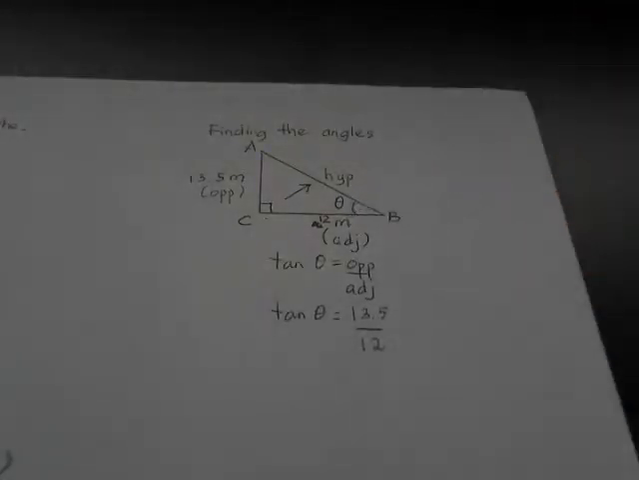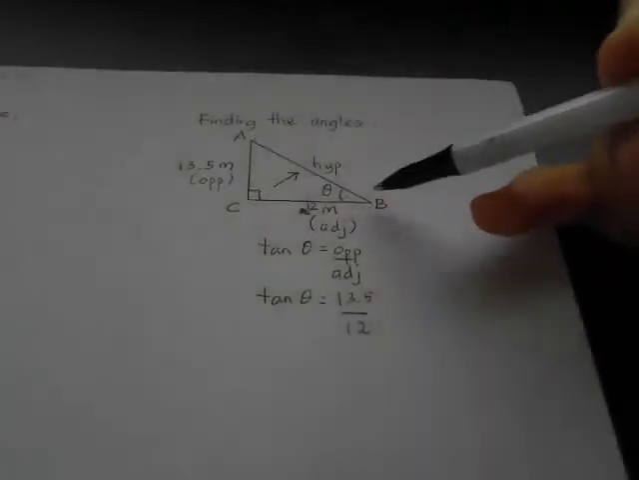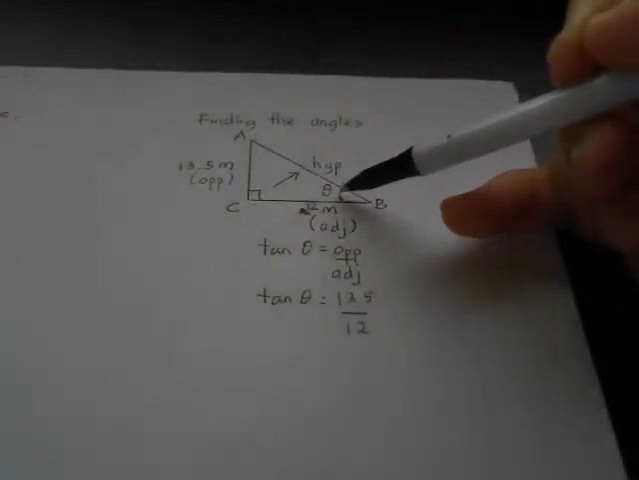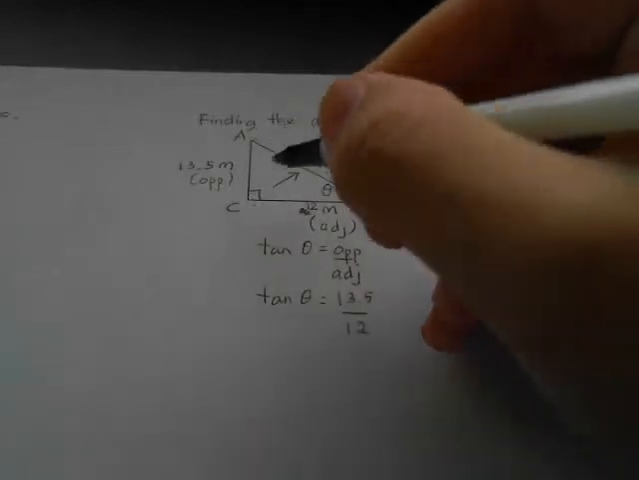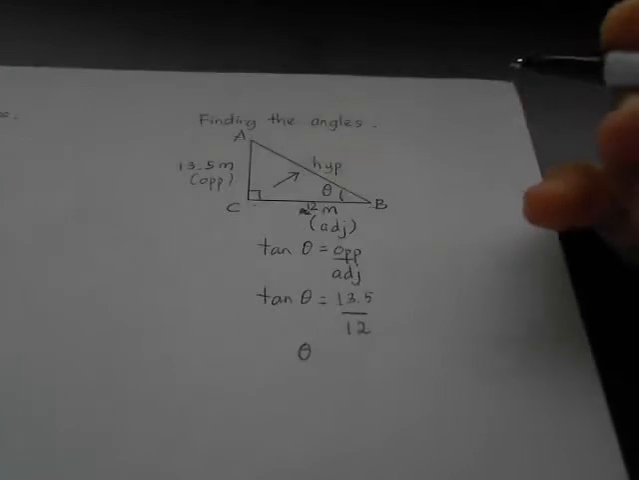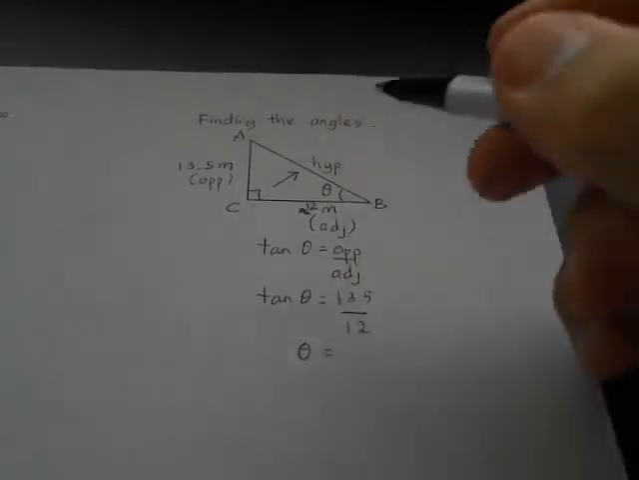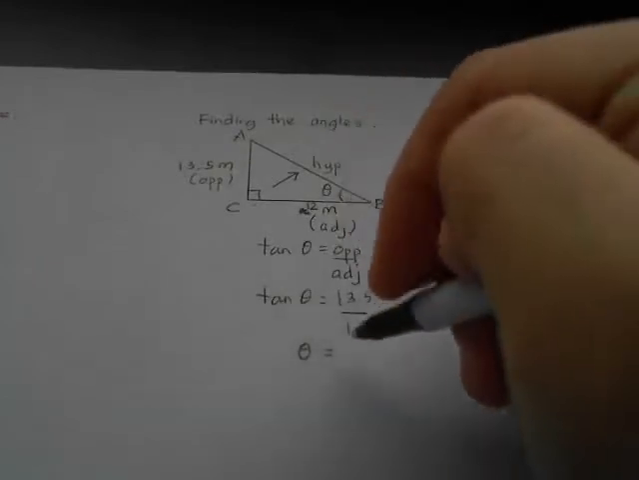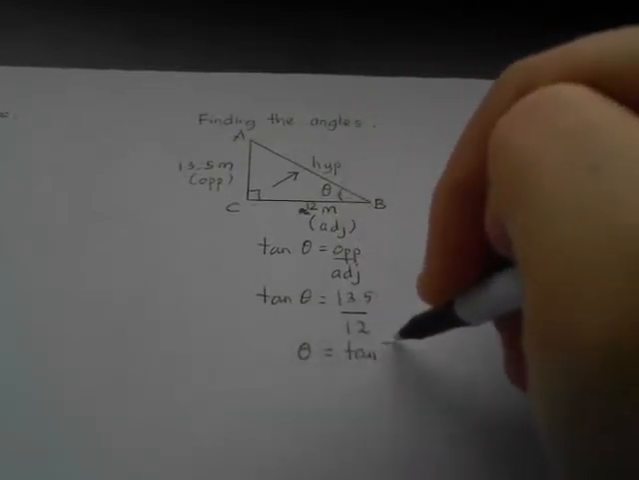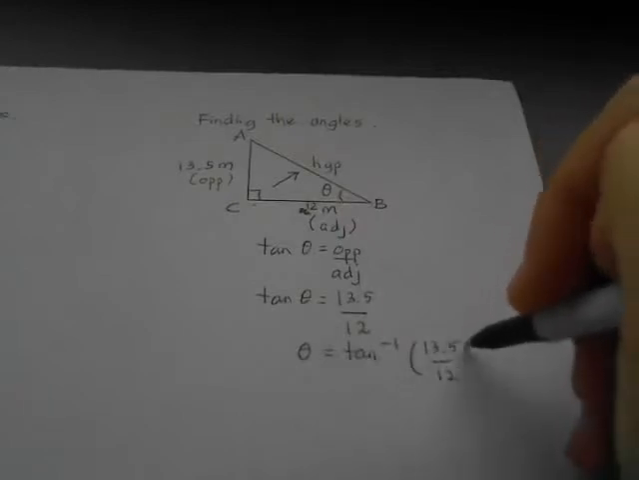As our topic is to determine the angle ABC, which is angle theta, all we need to do here is leave theta as the subject on the left hand side. The only thing we have to do to cancel out the tangent is to take the inverse tangent of 13.5 divided by 12.